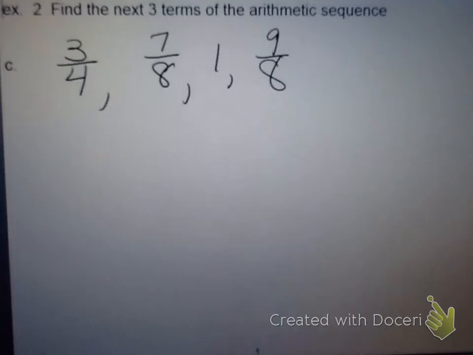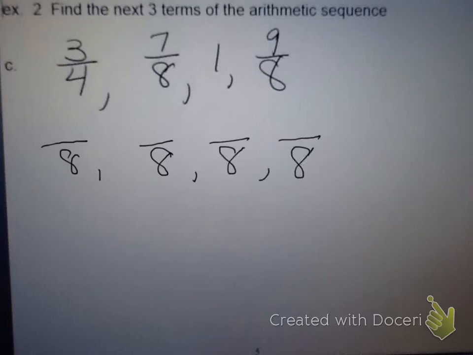Example 2, find the next 3 terms of the arithmetic sequence. Before I can calculate my common difference, I need to get a common denominator. My common denominator is going to be 8. So I'm going to rename all these fractions with a common denominator of 8. 4 goes in 8 2 times, so 3 times 2 is 6. 8 goes in 8 1 time, so 1 times 7 is 7. 1 turns into 8 over 8. And I bring down the 9. If your denominator doesn't change, neither does your numerator.